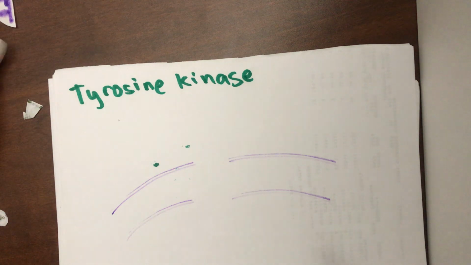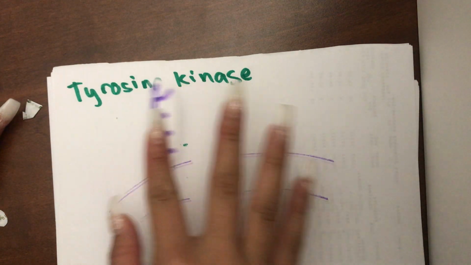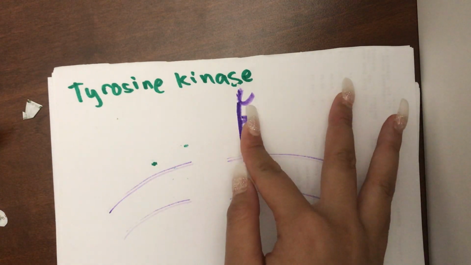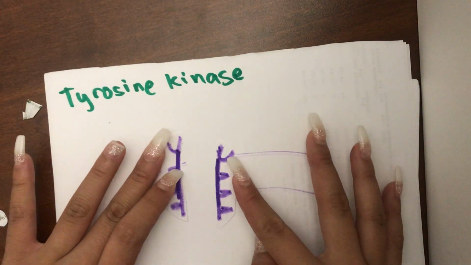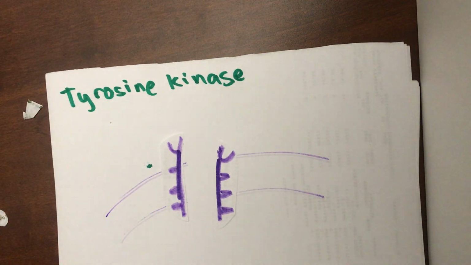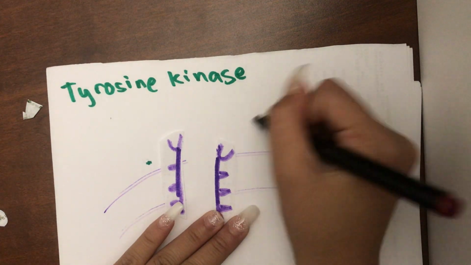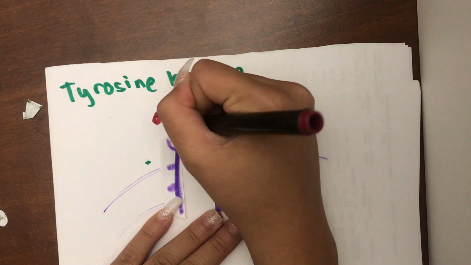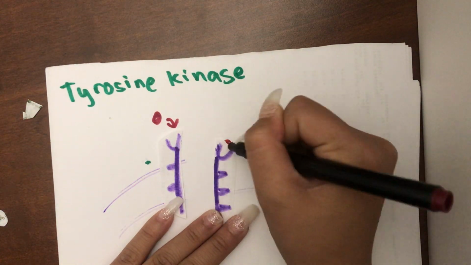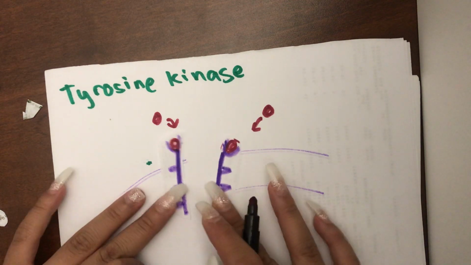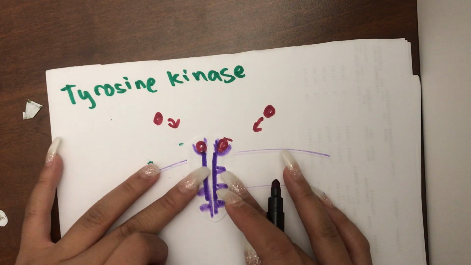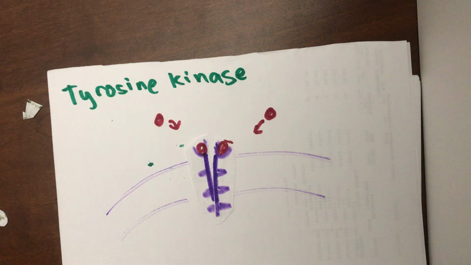And so tyrosine, it means amino acid. Kinase is an enzyme that transfers phosphate groups. So boom, we have these two, right? Then a cell response comes in. So the cell response, one, goes in, boom, cell response. What does this do? It comes together. When it comes together, it's called a dimer.